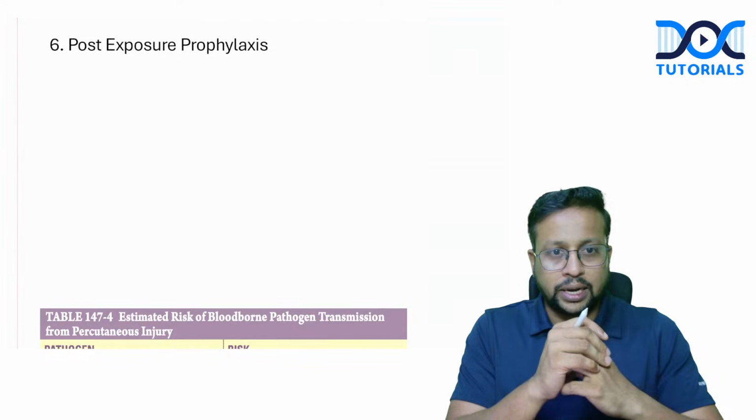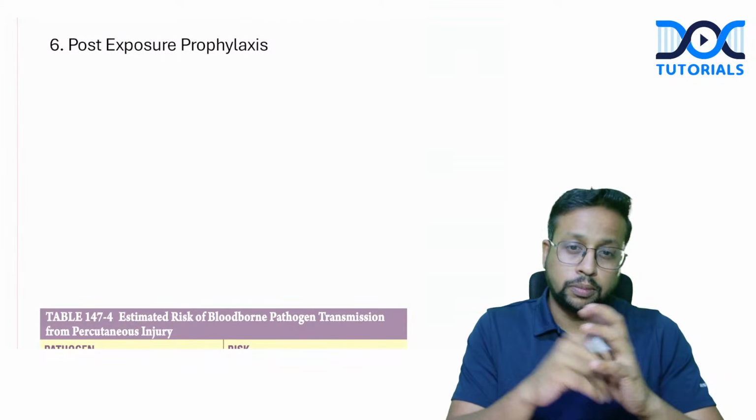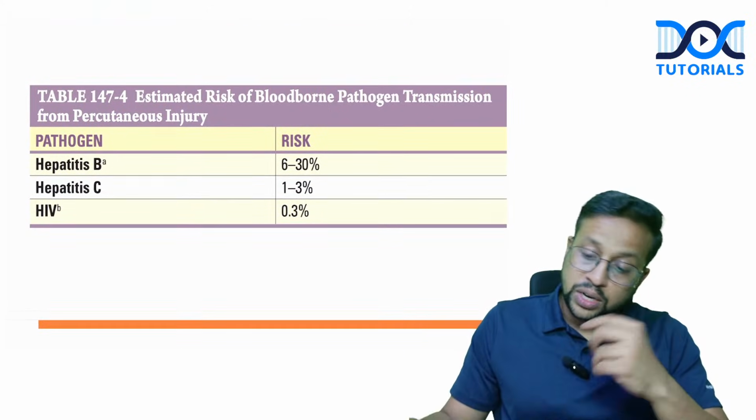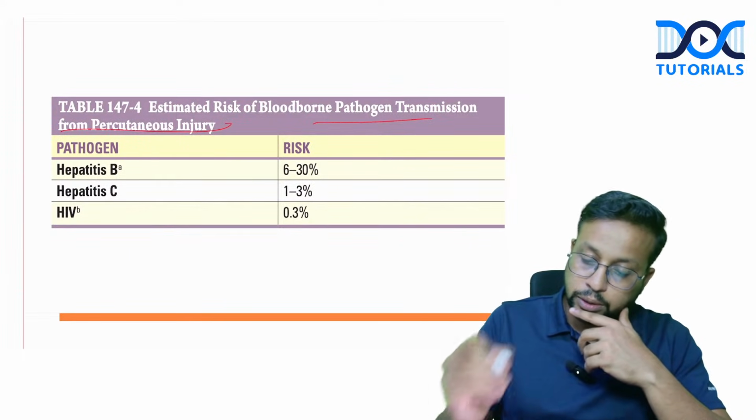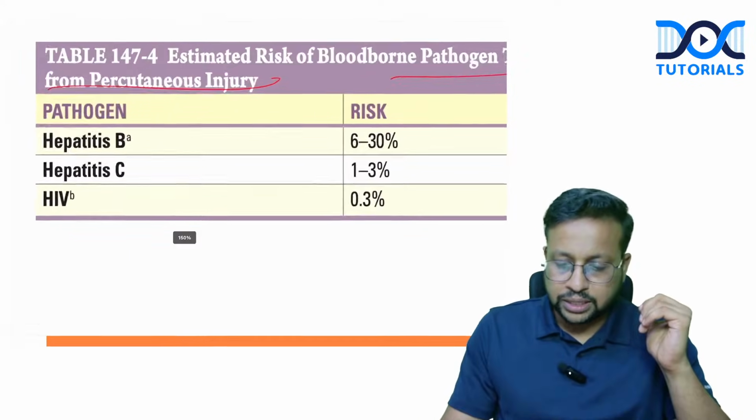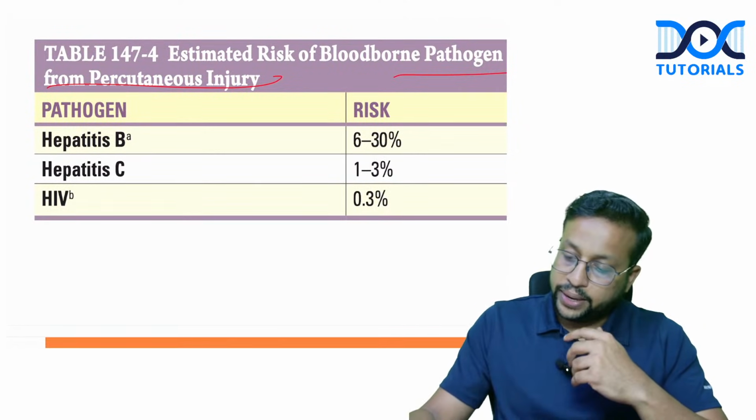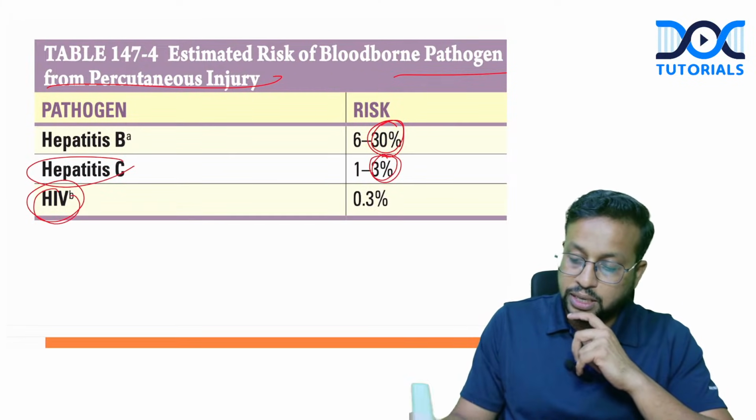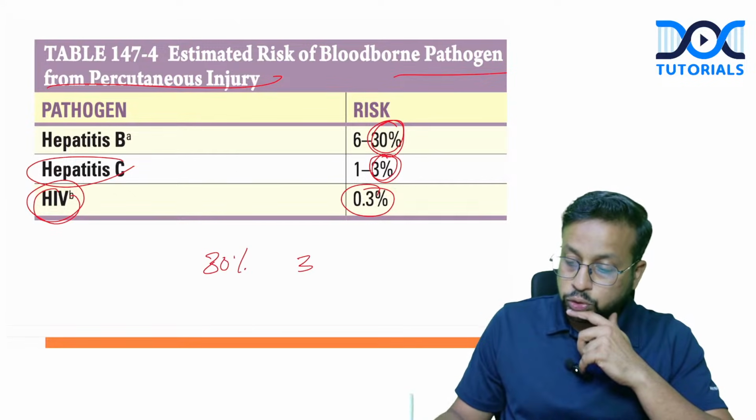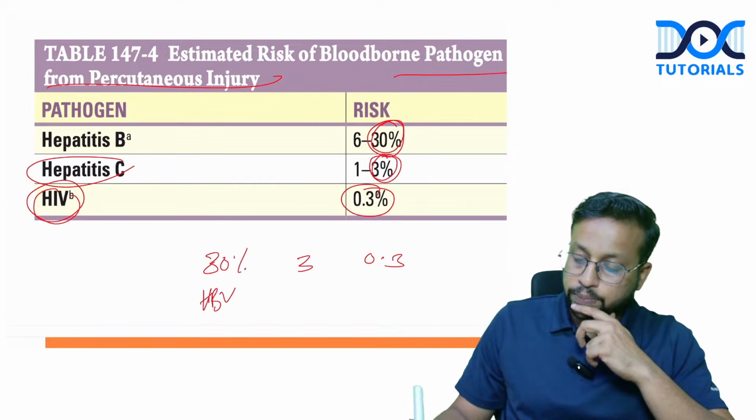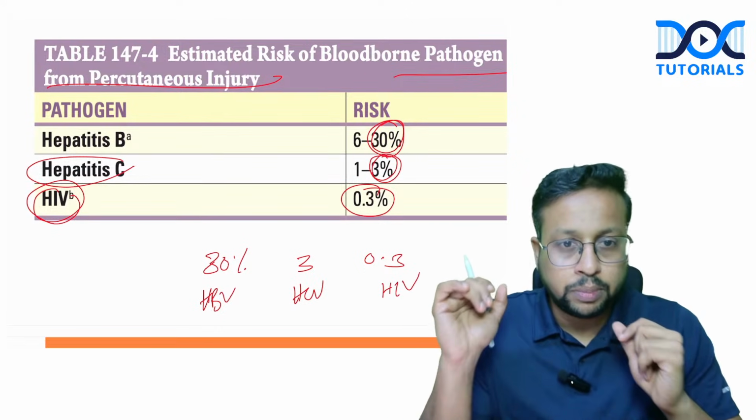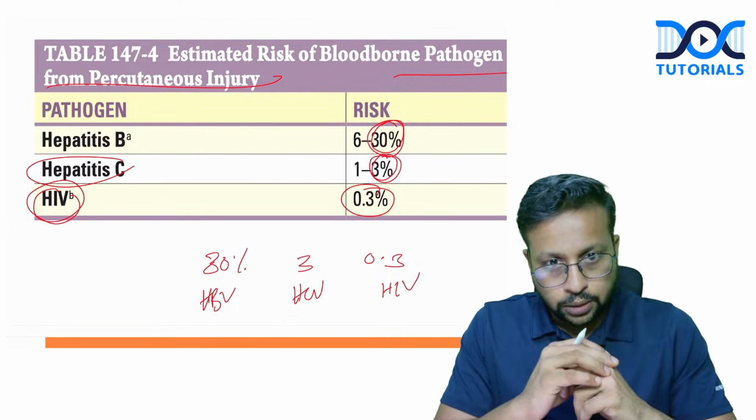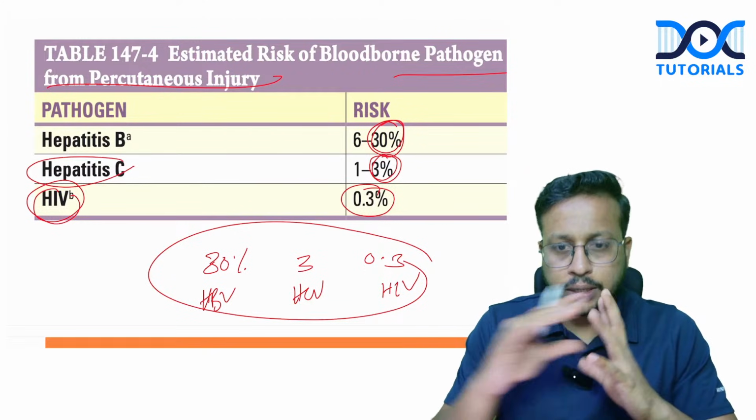Another important topic, I believe, is post-exposure prophylaxis for various bloodborne viruses. There is this table in Harrison that you should always remember. What is the estimated risk of bloodborne pathogen transmission from percutaneous injury? The maximum risk of transmission occurs with hepatitis B, that is 30%. For hepatitis C, it is around 3%, and for HIV, it is 0.3%. So it's 30, 3, and 0.3: HBV, HCV, HIV. The maximum risk is for hepatitis B, then HCV. For HIV, the risk through percutaneous injury is only 0.3. So remember this particular table also.